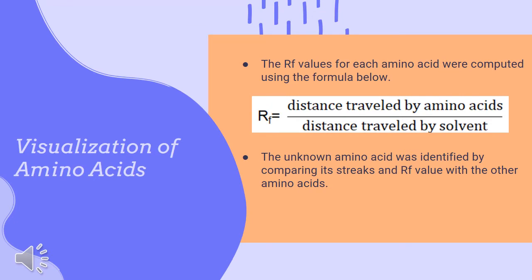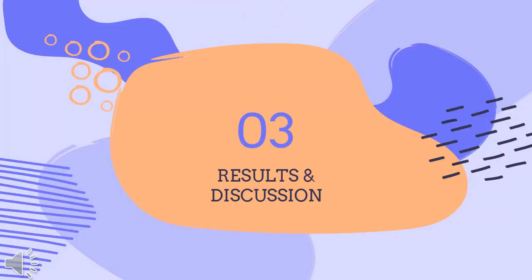Next, the RF values for each amino acid were computed using the formula below. The unknown amino acid was identified by comparing its streaks and RF value with the other amino acids. So now, let's proceed to the results and discussion of the experiment.